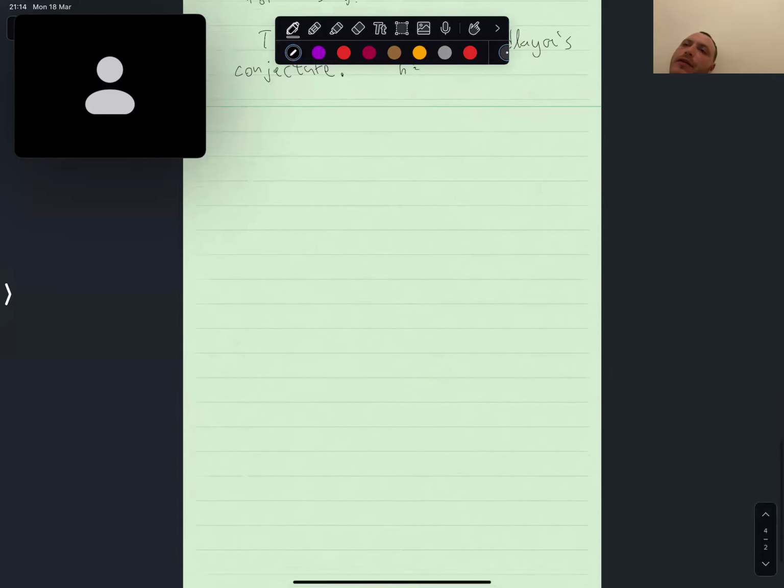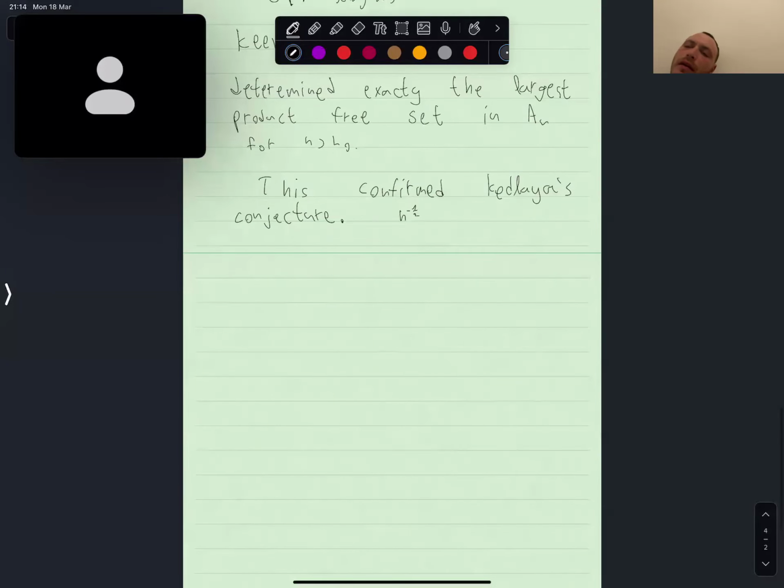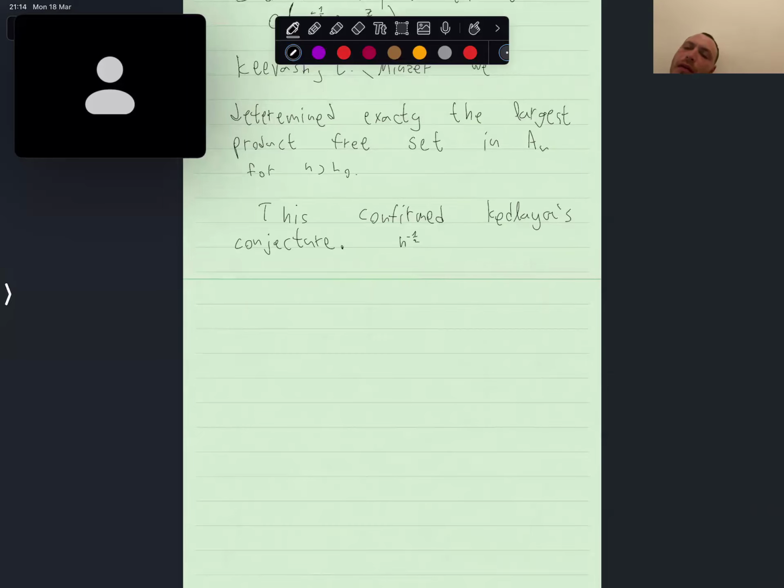Cool. Okay. So basically Gowers, when he refuted the Babai-Sós conjecture, also posed the corresponding problem for compact Lie groups.